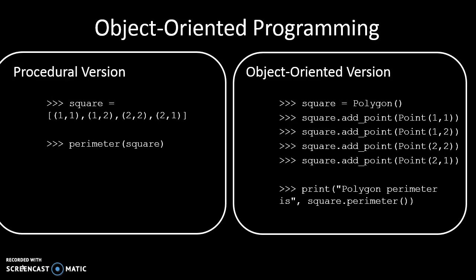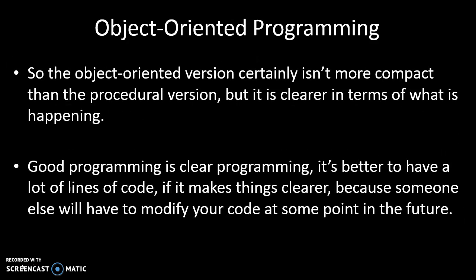So with the procedural version, my naming has to be spot on. Whereas with the object-oriented version, even if I called it banana, it's clear it's a polygon type. It's clear I'm adding points onto the banana, and then it's clear I'm calculating the perimeter of the banana. So the OO version might be slightly better in terms of understandability. Shorter, or more compact, doesn't necessarily mean better. Clarity is more important in terms of good programming.